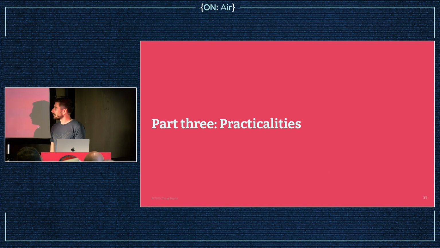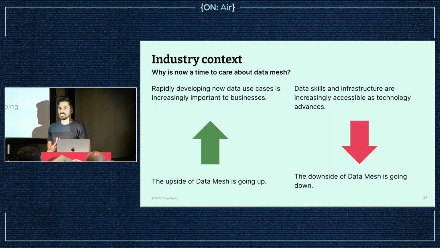Cool. So let's go to the last bit, the practicalities. So how is this working in the real world? Yeah. So let's start with why data mesh is important right now, or why we think it's important right now. The way we see it is the upsides of this new paradigm are going up. So basically, there is a proliferation of data. We all know that.